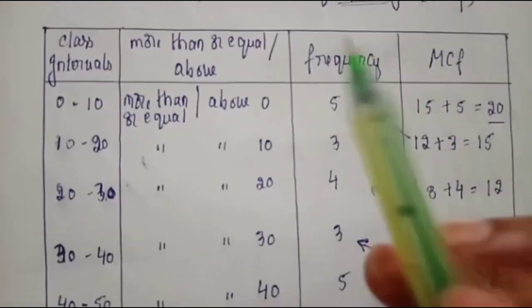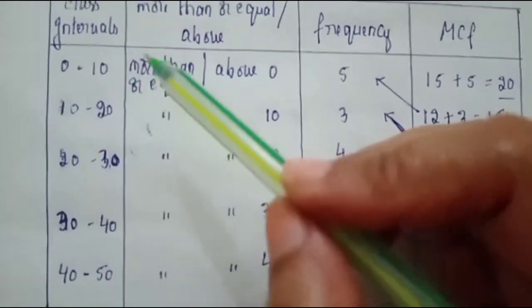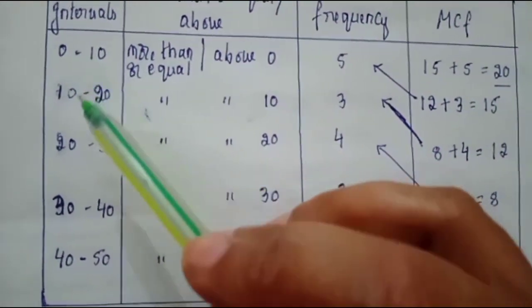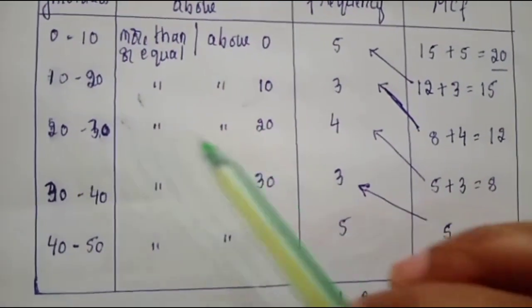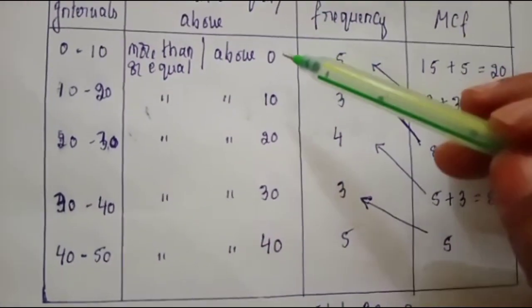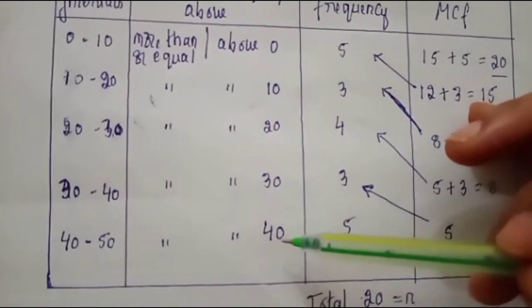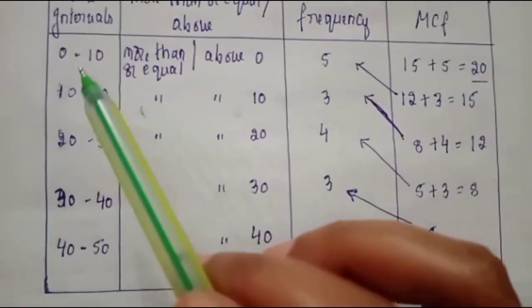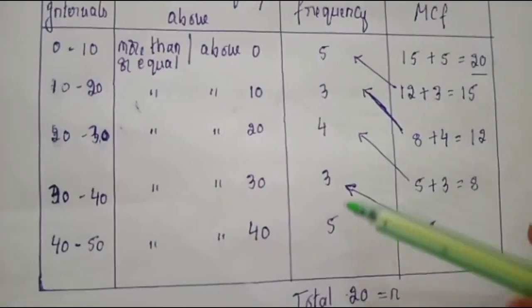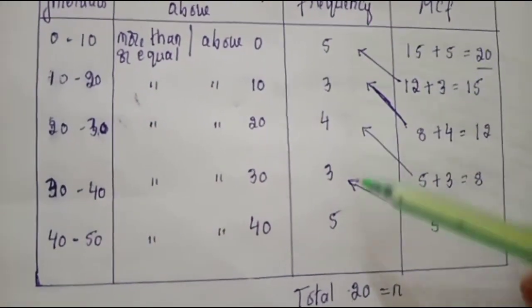So I hope everyone understood. So here, more than or equal. Why? Because 0 is also included. More than or equal to 10, more than or equal to 20, more than or equal to 30, more than or equal to 40. So when you observe, all these are lower limits. Suddenly if I ask you, what is more than or equal to 0? You can see all these are more than or equal to 0, which means I have to add all of this.